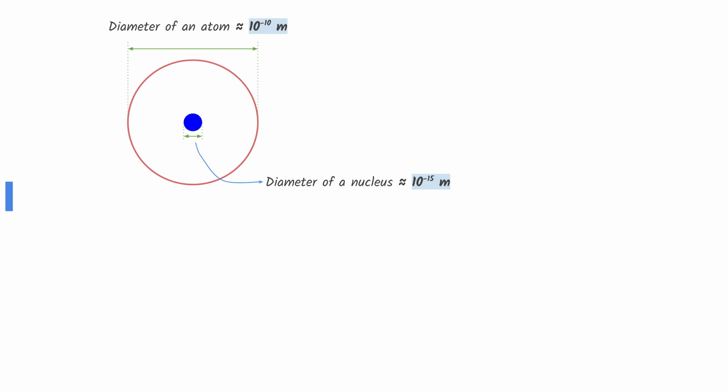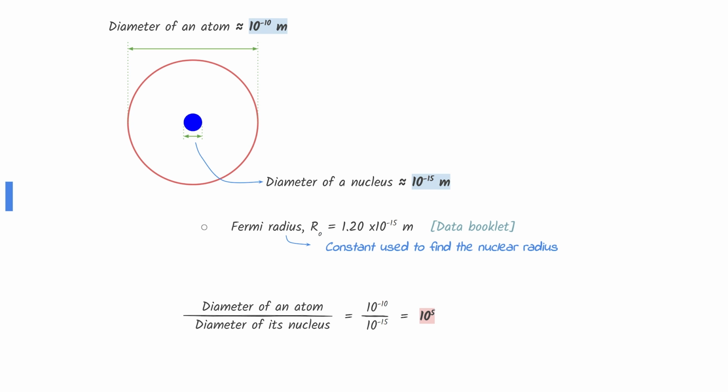The diameter of an atom is approximately 10 to the power of minus 10 meters, and the diameter of its nucleus is approximately 10 to the power of minus 15 meters. The magnitude of the Fermi radius constant given in the data booklet can be used to remember the diameter of a nucleus. Therefore, the ratio of the diameter of an atom to the diameter of its nucleus is 10 to the power of 5.